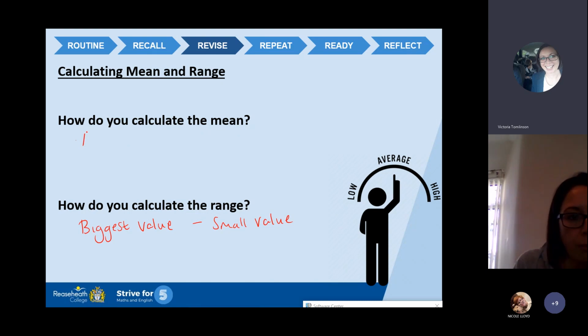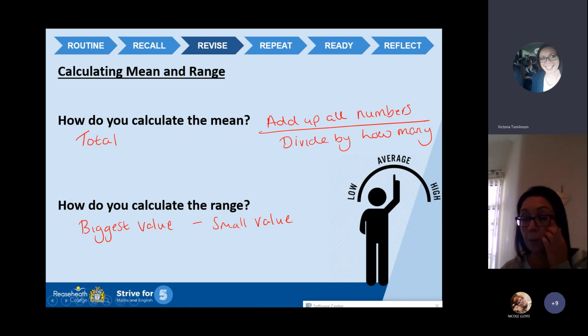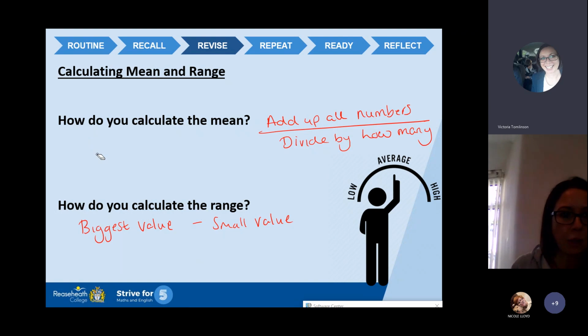So total number. To get the total, add them all up. So let's put that first. Add all the numbers up. And then divide by how many? Now, I think most of you probably can do those. You add the numbers up and divide by how many there are for the mean, and you do the biggest take away the smallest for the range. So what we're going to cover is just a few little things that are slightly off from that, and it might just throw you.